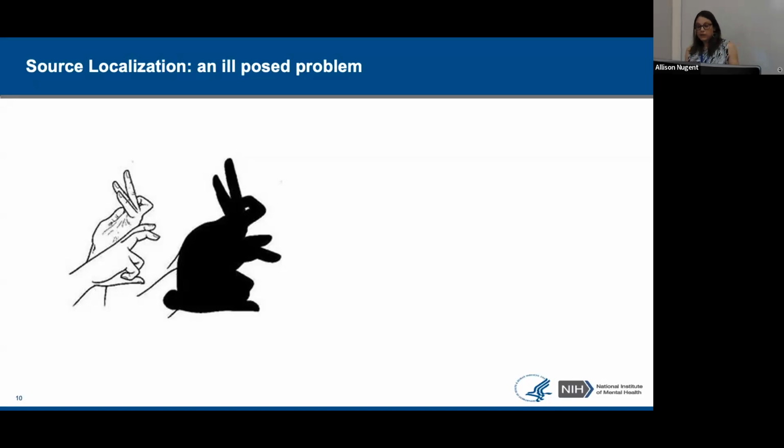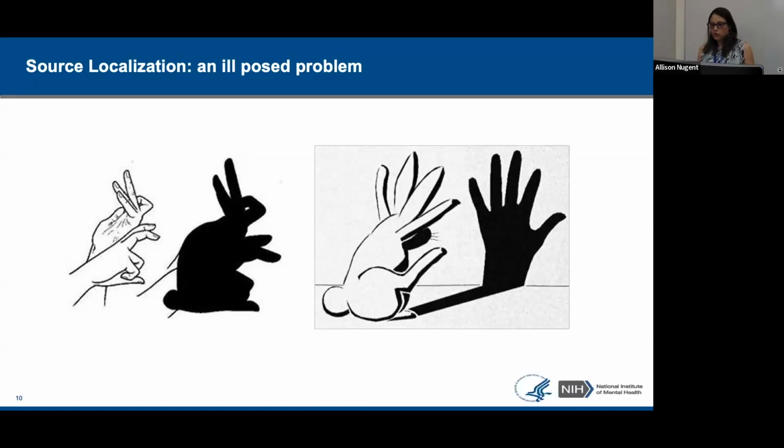So we have this data, which is the shadow, and like this shadow of a rabbit, you don't know if it's caused by an actual rabbit or if it's caused by someone's hand. Of course, if you see a shadow of a hand, you don't know if it's a hand or just a clever rabbit. But anyway, in order to solve this ill-posed inverse problem, we have to make assumptions.